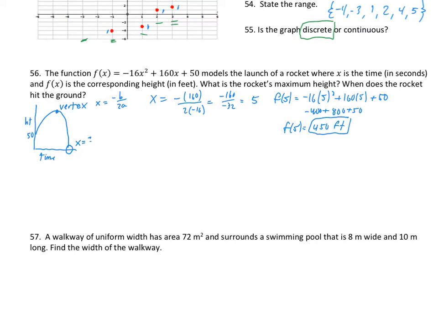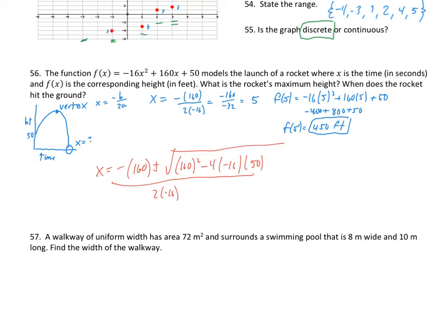Then to solve for x, use the quadratic formula. So x equals -b, which is -160, plus or minus the square root of 160 squared minus 4 times a, which is -16, times c, which is 50, all over 2 times a. So -160 plus or minus. Okay, go ahead and type all that into the calculator.